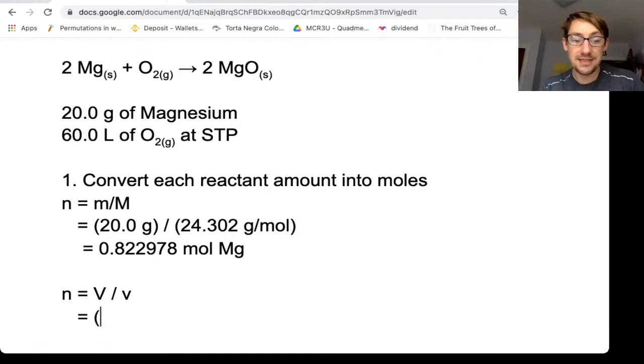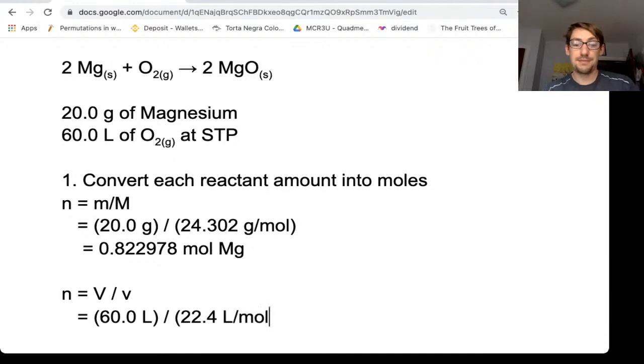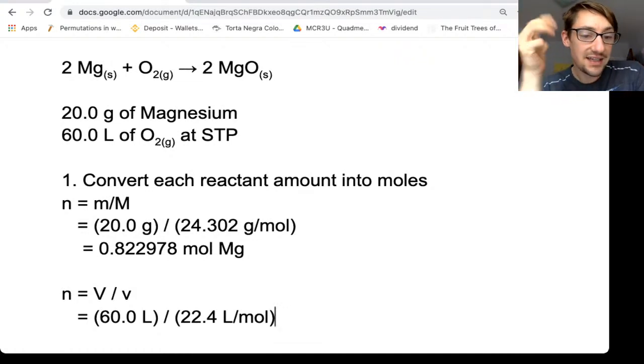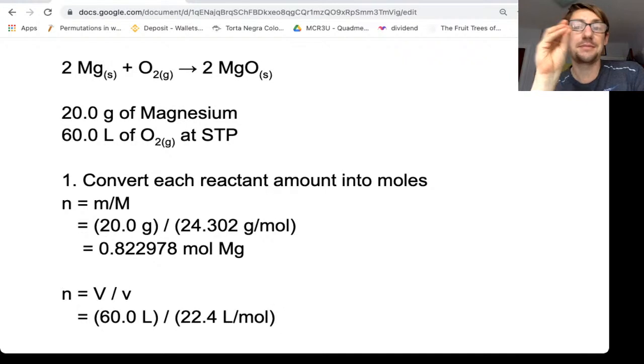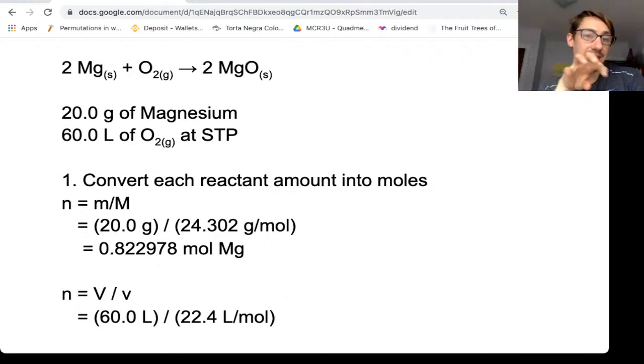Capital V, the volume, is 60 liters. And the molar volume at STP is 22.4. Now, molar volume is measured in liters per mole. Again, if you don't know what molar volume, or little v, is, you can use pressure times volume divided by gas constant times temperature. PV over RT. That's the ideal gas law. This, though, is a nice little shortcut.